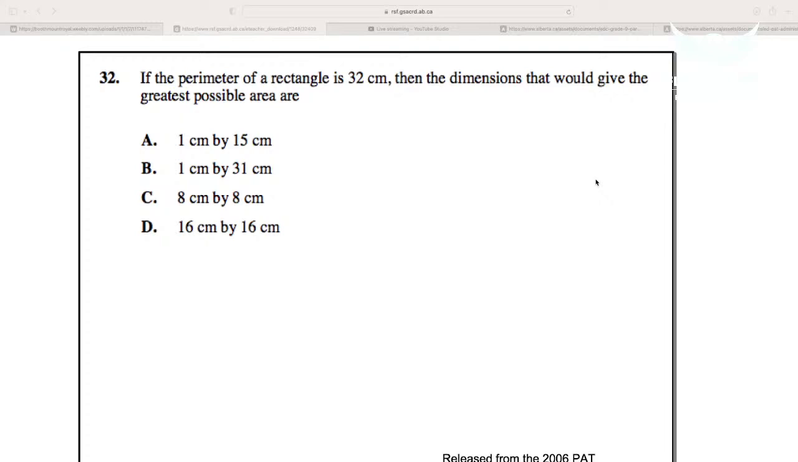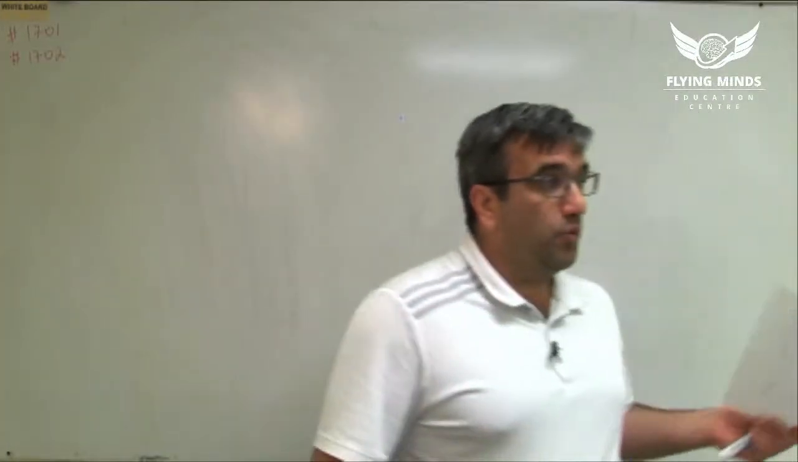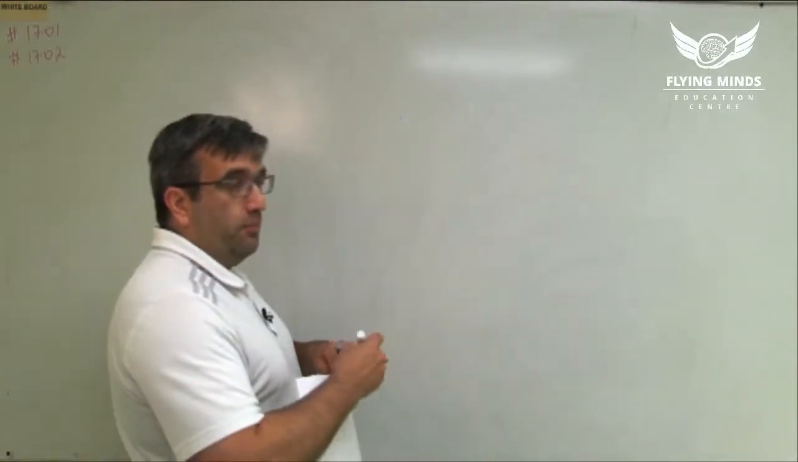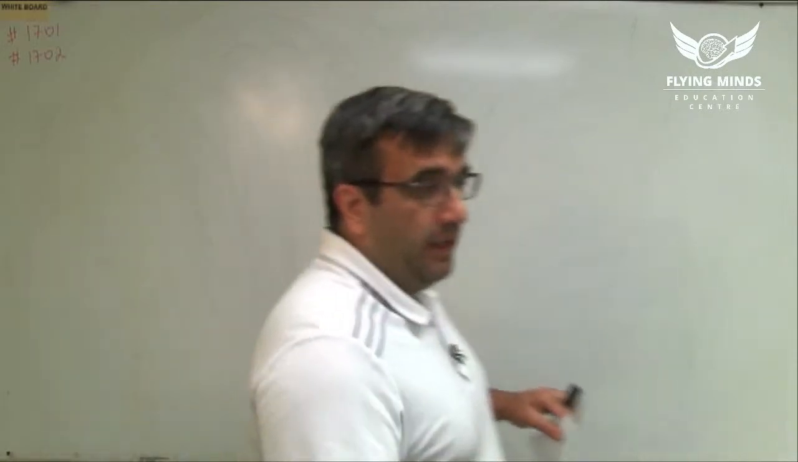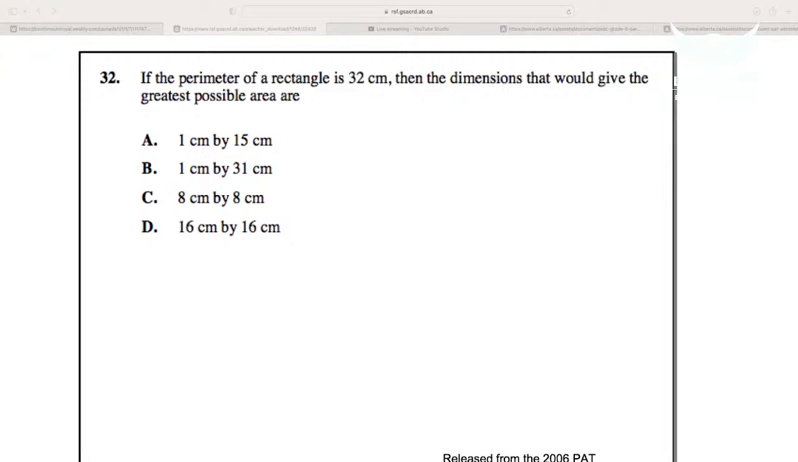Okay, so if the perimeter of the rectangle is 32 centimeters, then which dimensions would give the greatest possible area? So how to do this type of question? If you're good with multiplication, we can do it straightforwardly. So part A, right? You don't even need to see me. Let's keep the question on the screen.